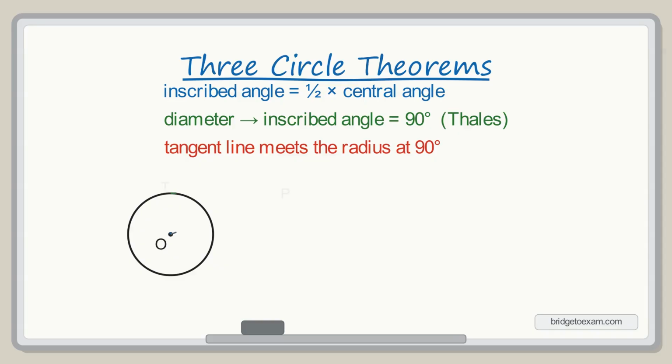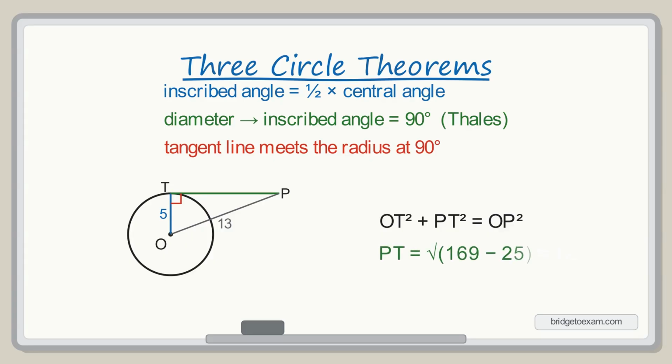Here is the setup. From an outside point P, draw the tangent to point T and the radius OT. Those meet at a right angle, so O, T, and P form a right triangle. If the radius is 5 and the distance OP is 13, then PT is the square root of 169 minus 25, which is 12. It's the 5, 12, 13 triple again.